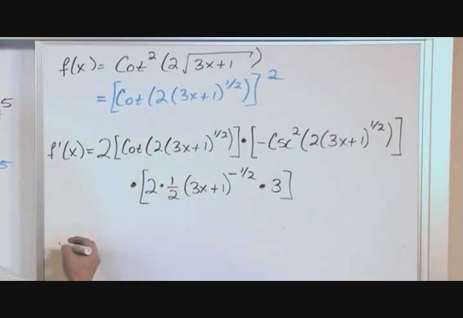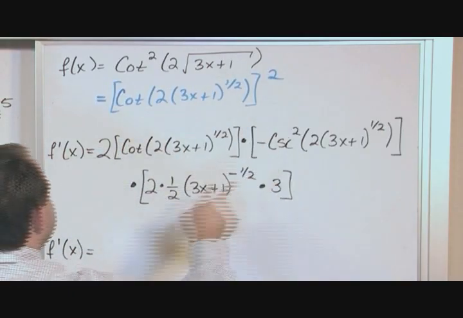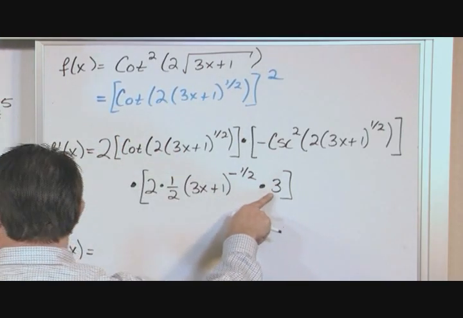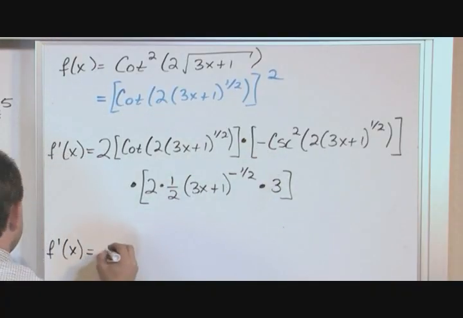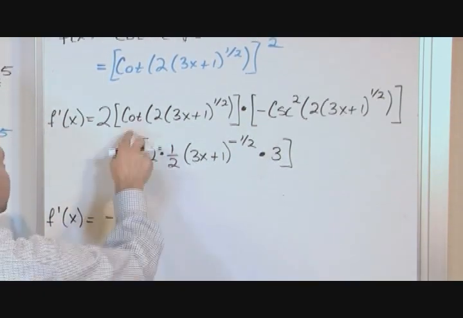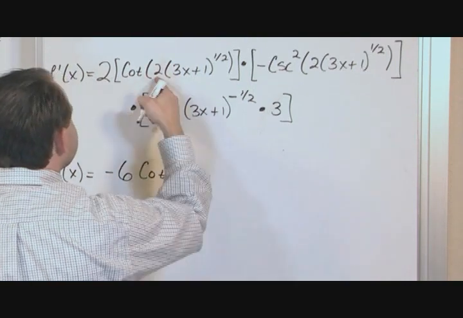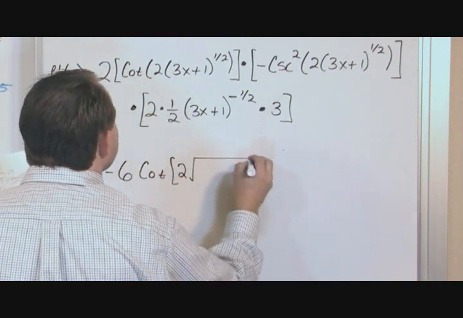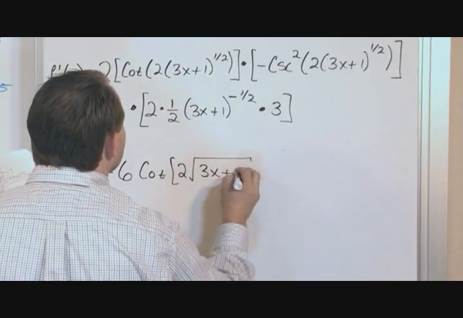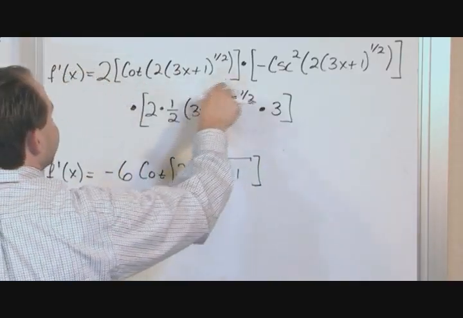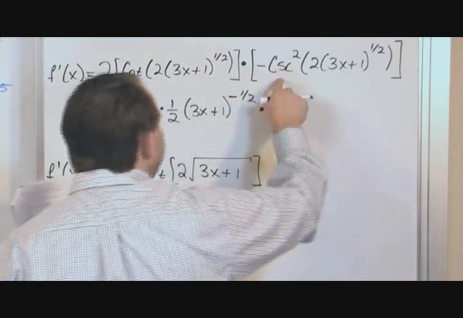All right, so when you actually get around to writing this down in a pretty manner, what you're going to have is everything multiplied together. So 2 times 3 is 6, but you have a negative sign here, so what you're going to have is negative 6. Then you're going to have this cotangent function, cotangent. And on the inside, you'll have 2, and then let's convert this back to a radical, 3x plus 1. That takes care of all of this, right? Just don't forget the cosecant squared.